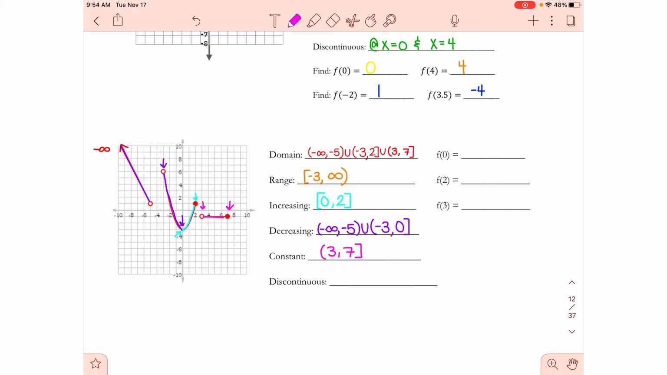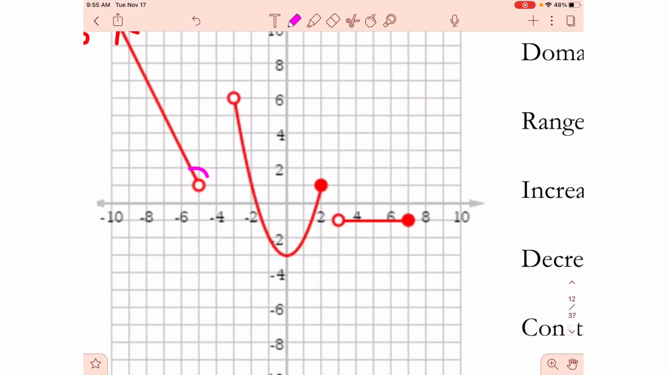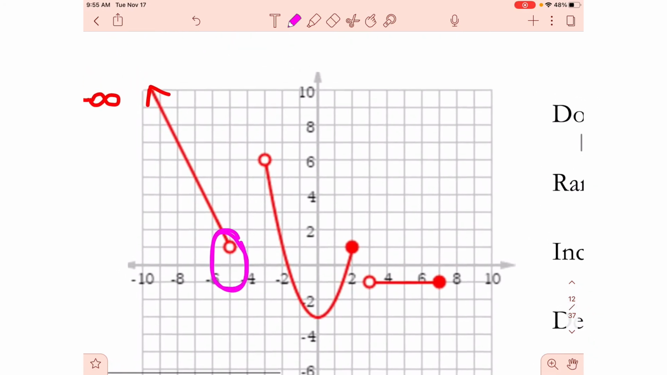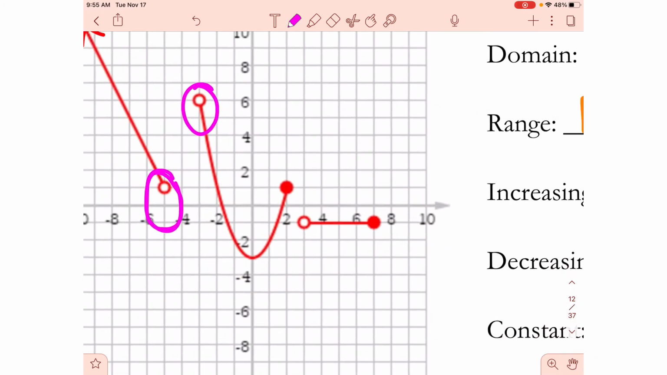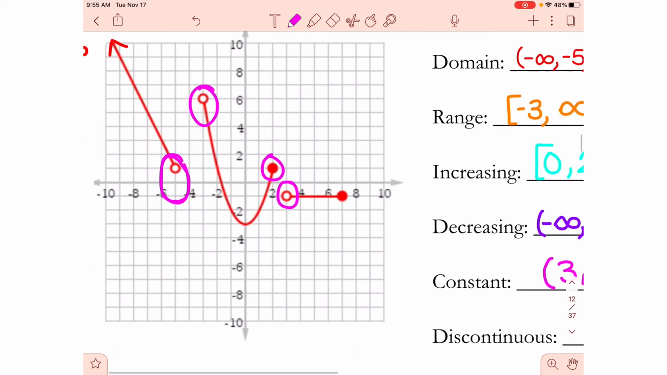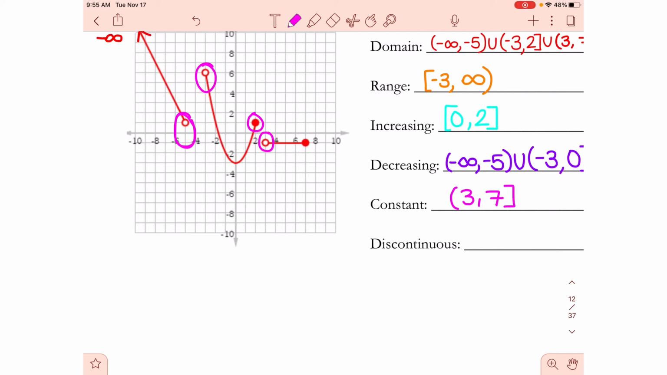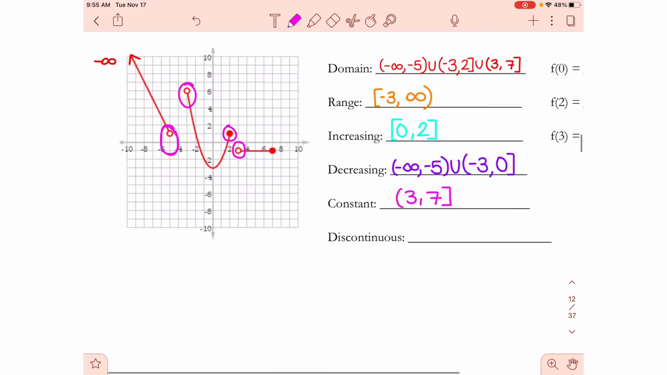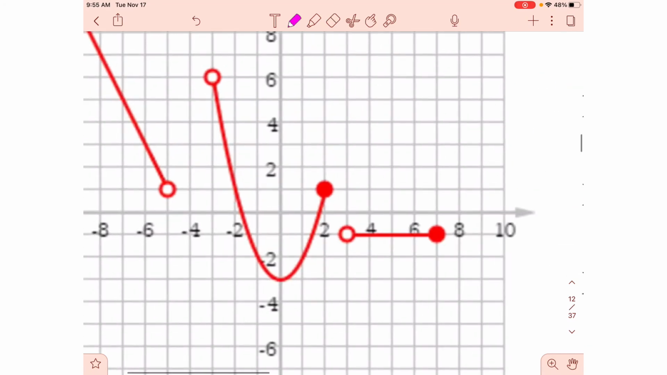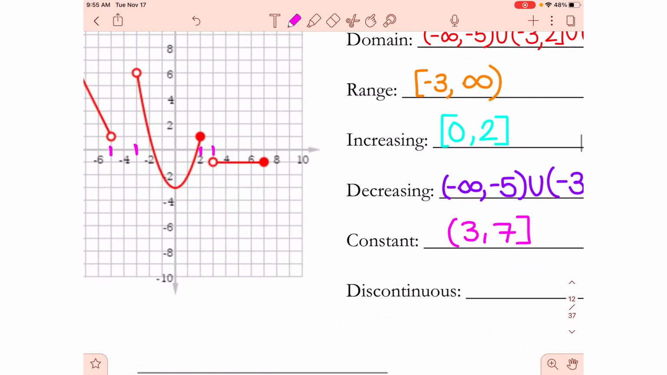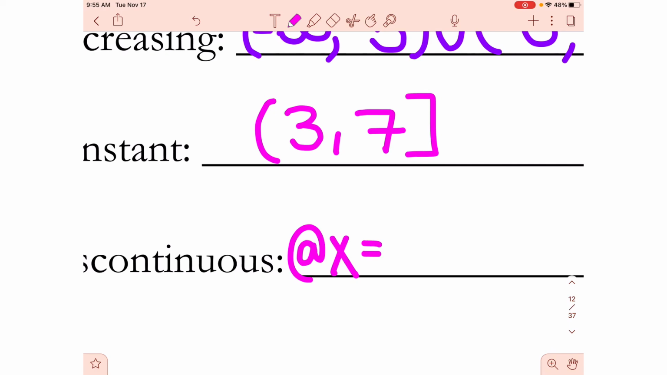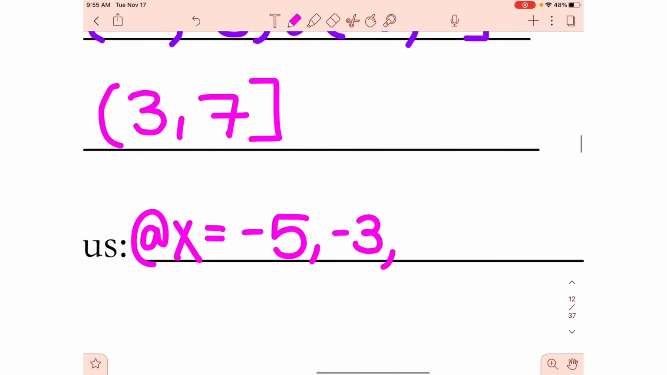All right, where are we discontinuous? At what x values? I'm going to erase what I have on the graph because now we're talking about something else, discontinuities. There are different ways you can say this, but I would say we are discontinuous here, here, and here and here, because there's a bunch of different jumps. So we are discontinuous at the following x values: -5, -3, and there's also a jump at 2 and 3. -5, -3, 2, and 3.